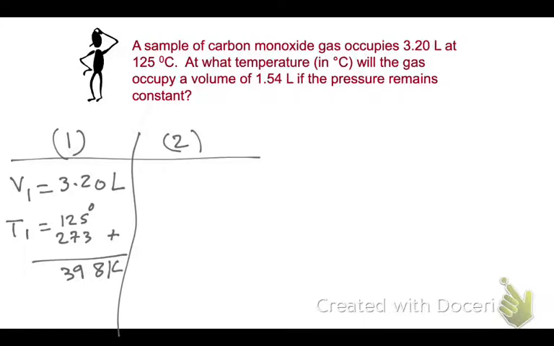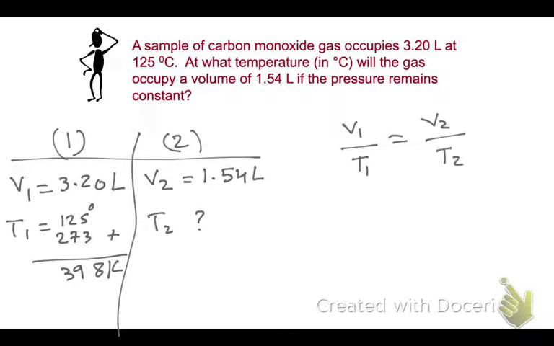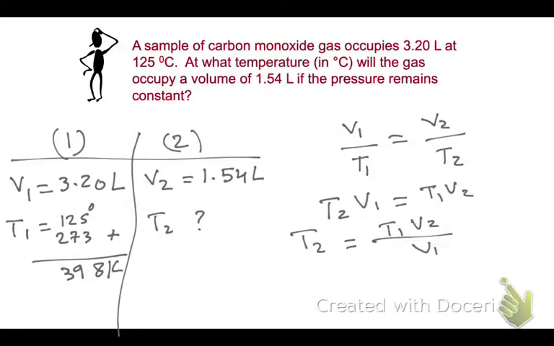After, I do have V2, and that equals 1.54 liter. And I'm going to have to find T2, which is what they need. So now I just apply V1 over T1 equals V2 over T2. I am solving for T2, so if you do cross multiplication, that's T2V1 equals T1V2, and if you solve for T2, that is T1V2 over V1. So you see why it's really nice to label them from the get-go.